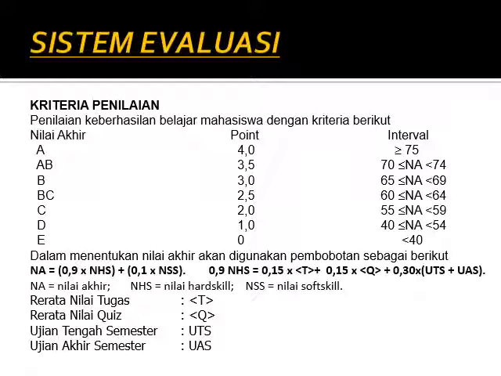So the final score is going to be 0.9 times NHS, which is the hard skills, plus 0.1 times NSS, which is the soft skills marks. And you can follow: T is the average of your assignments, Q is the average of your quizzes, and UTS is the midterm exam, and then the final exam. Okay, so this is the formula for how to calculate your final score.